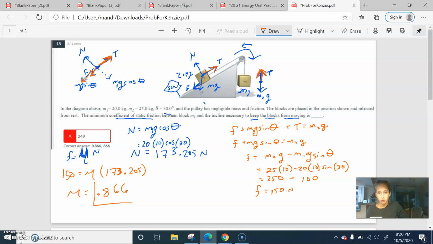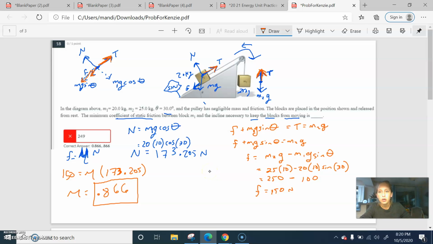And coefficient of friction does not have a unit. It's a ratio of forces, so it has no unit. That happens to be what the cosine of 30 equals, so I'm real suspicious. Let's double check.